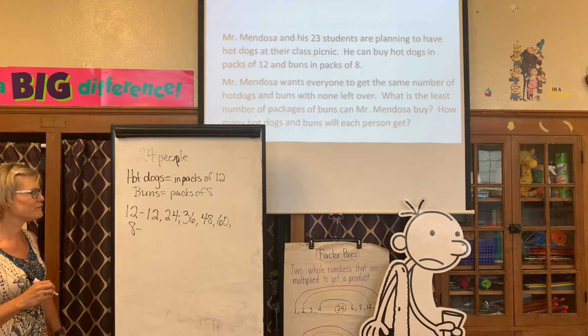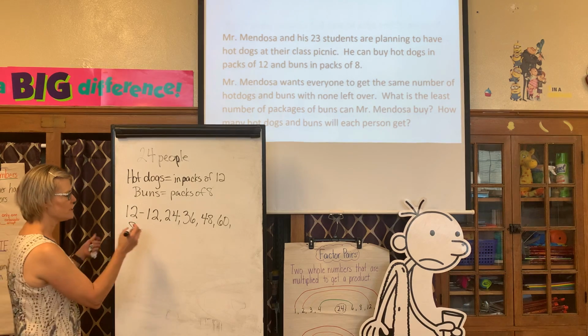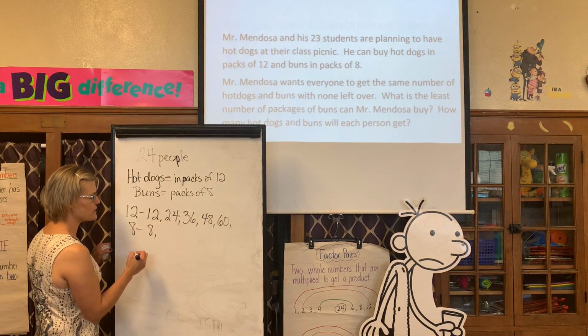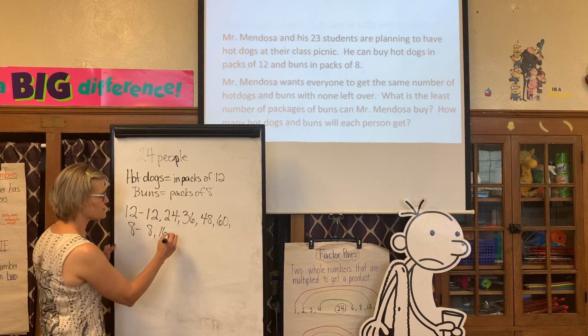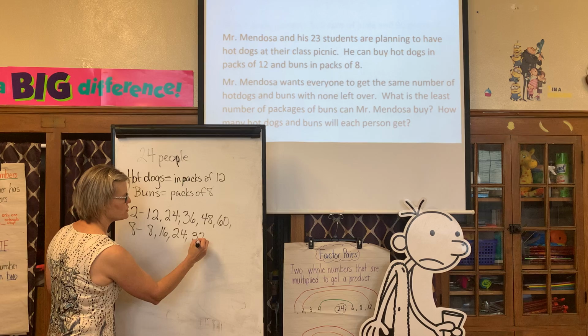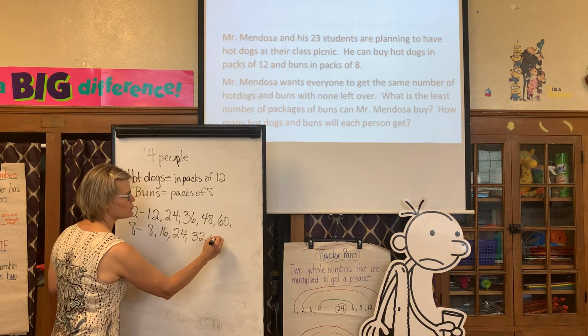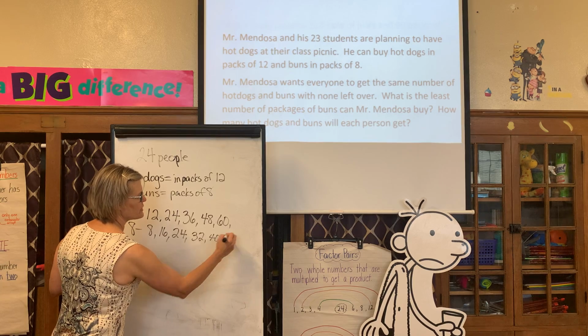So let's go ahead and figure with the buns, the packs of buns. So 1 pack of buns would give us 8. 2 packs of buns would give us 16. 3 packs of buns would give us 24. 4 packs of buns would be 32. 5 packs of buns would be 40. 6 packs of buns would be 48.